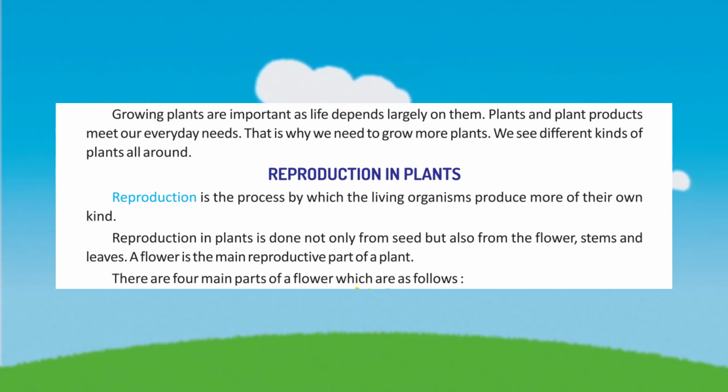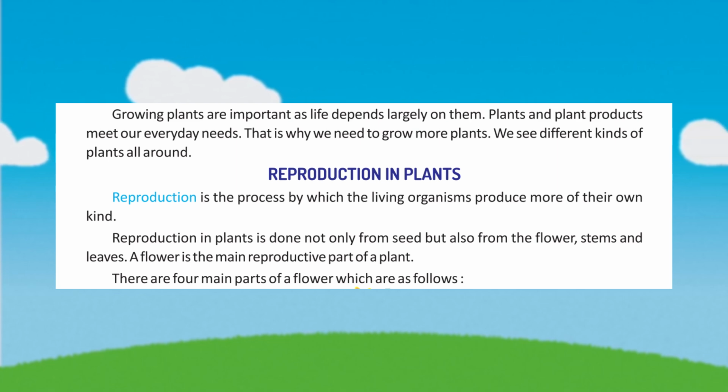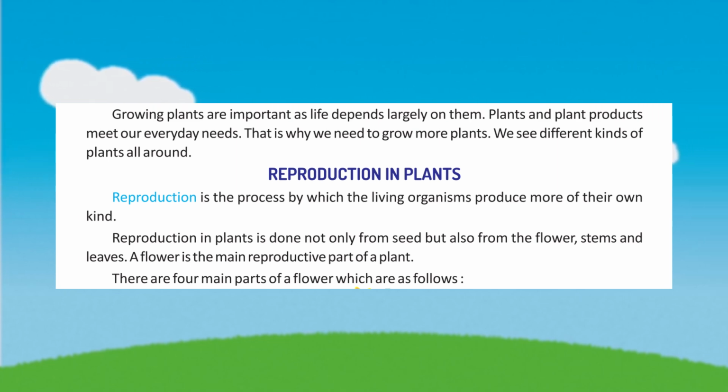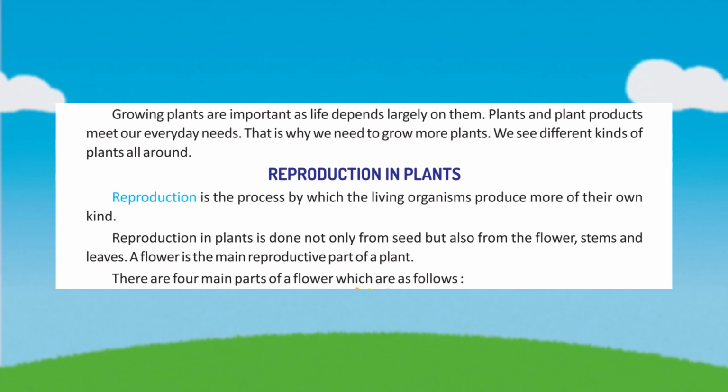Reproduction in plants. Reproduction is the process by which the living organisms produce more of their own kind. Reproduction in plants is done not only from seed but also from the flower, stems and leaves. A flower is the main reproductive part of a plant. There are 4 main parts of a flower which are as follows.